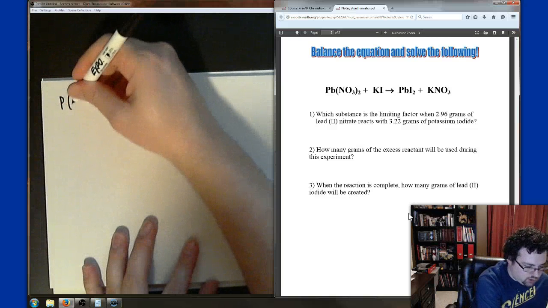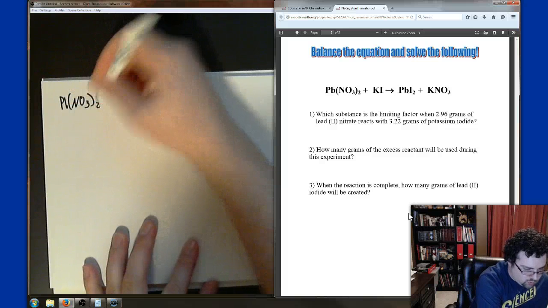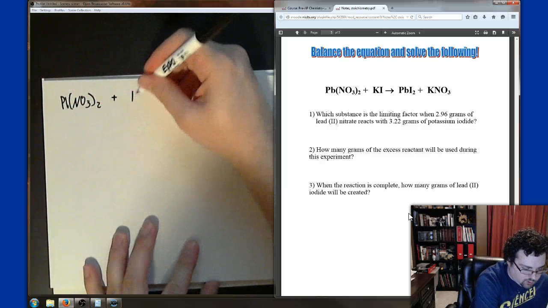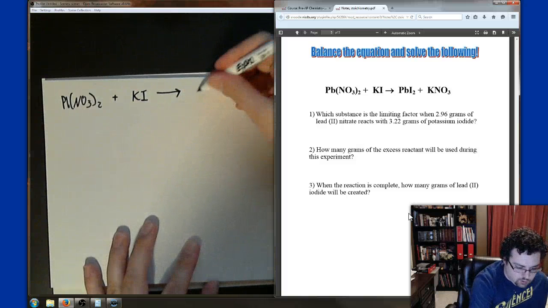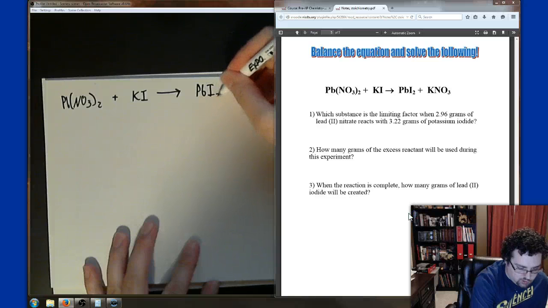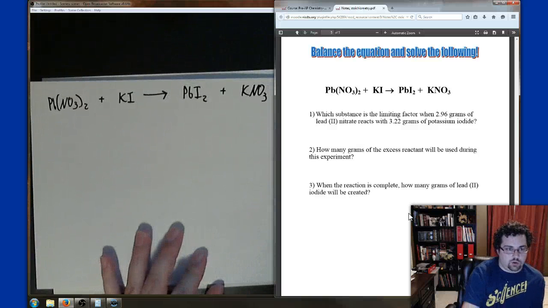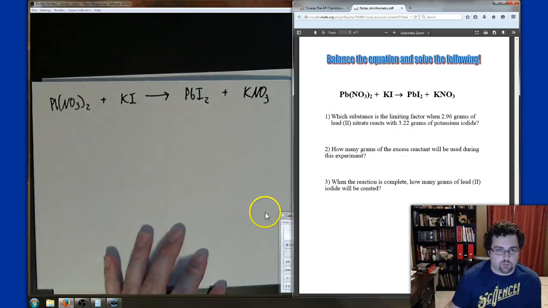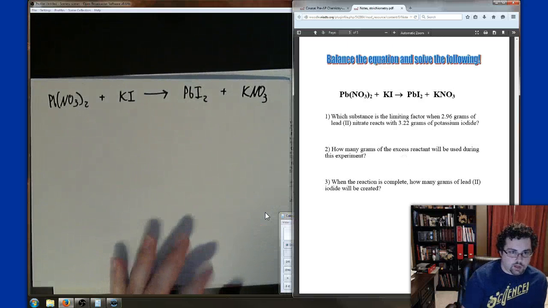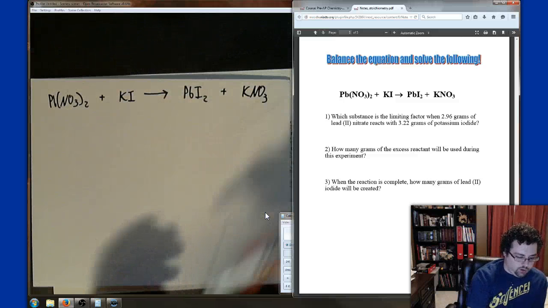Lead nitrate plus potassium iodide results in lead iodide and potassium nitrate. When I'm doing this reaction, I start with these reactants and I end with these products.